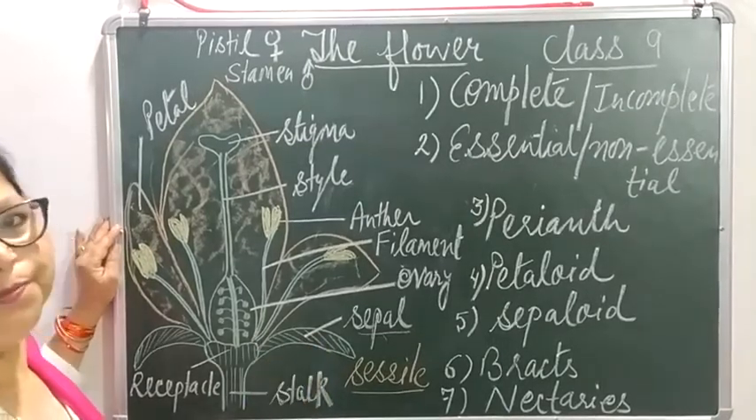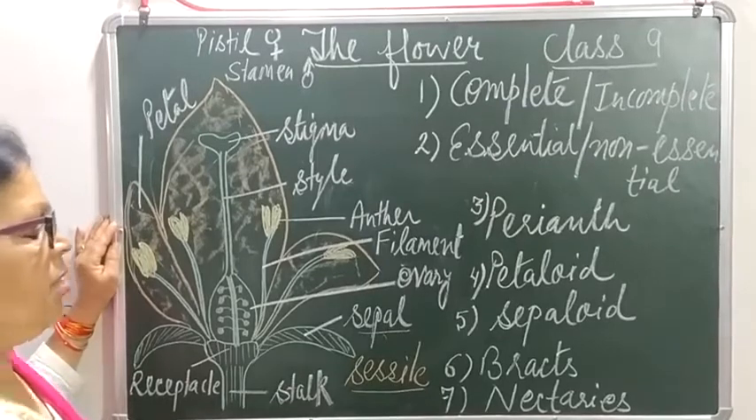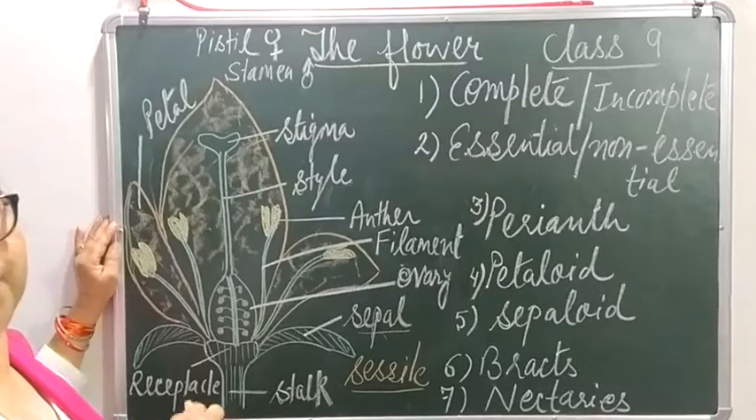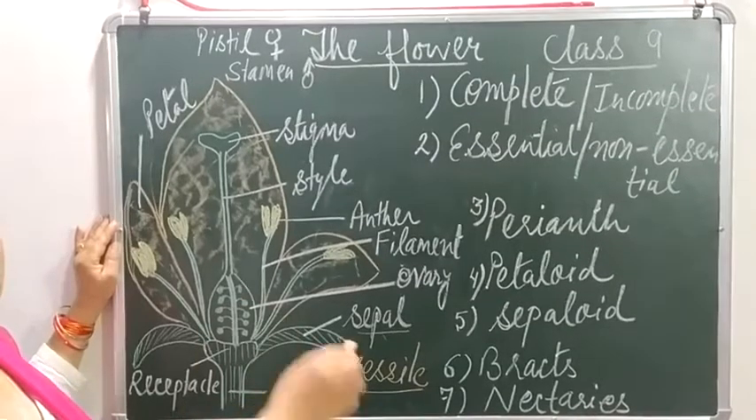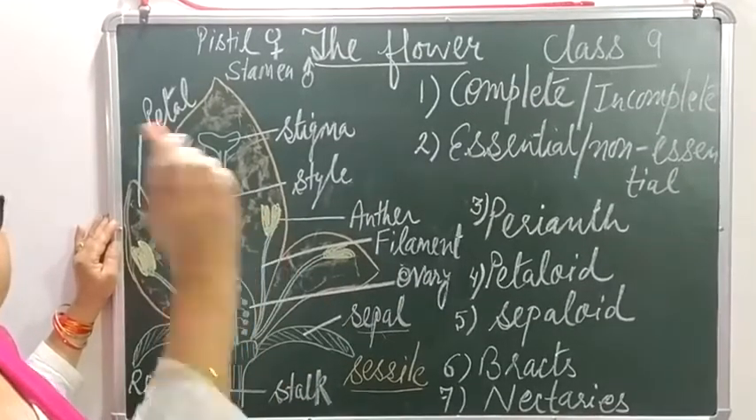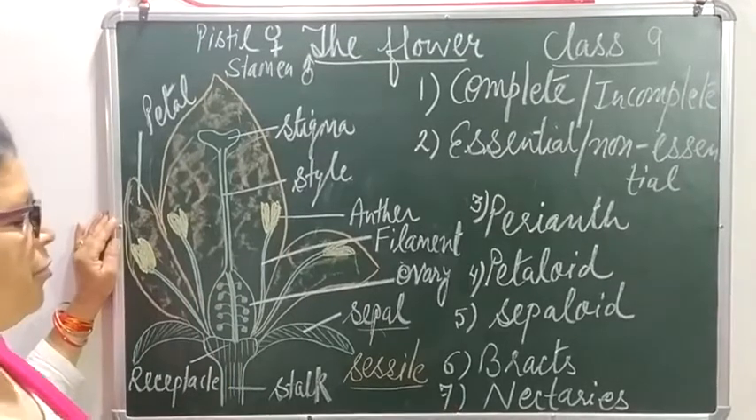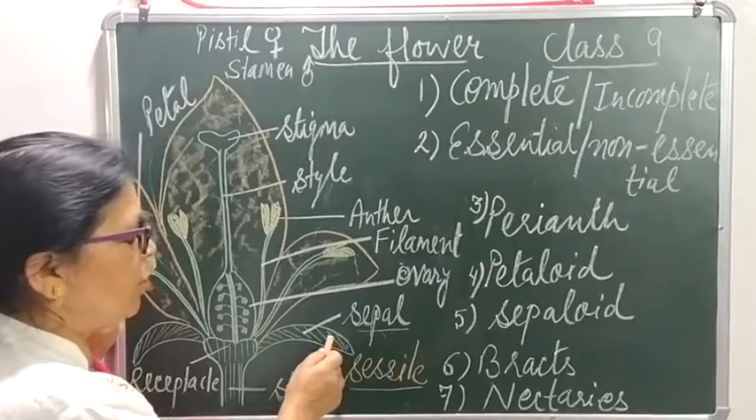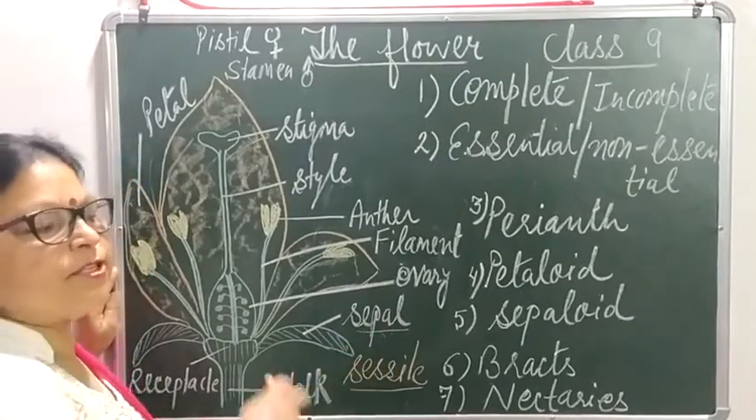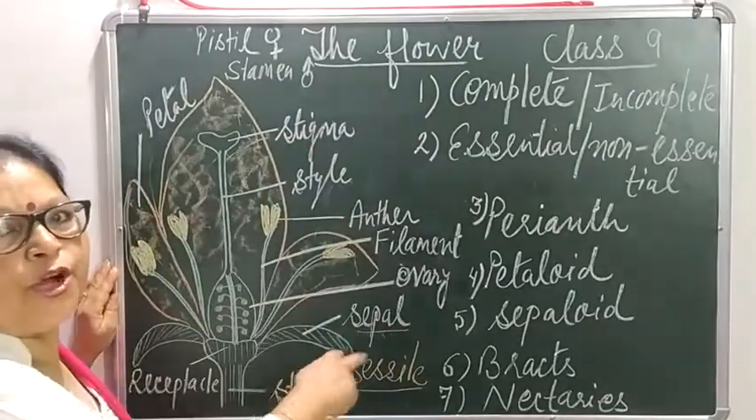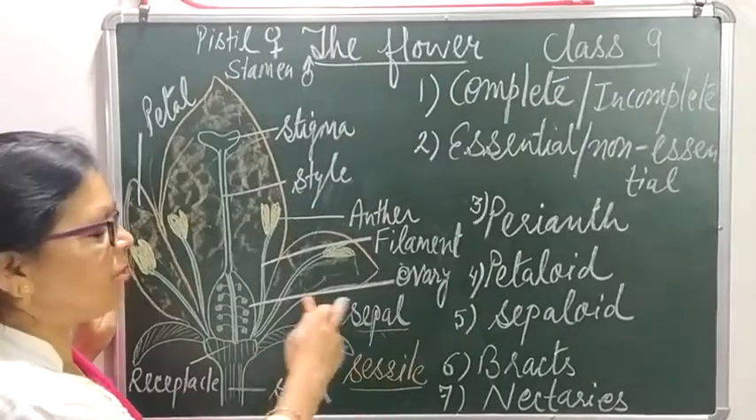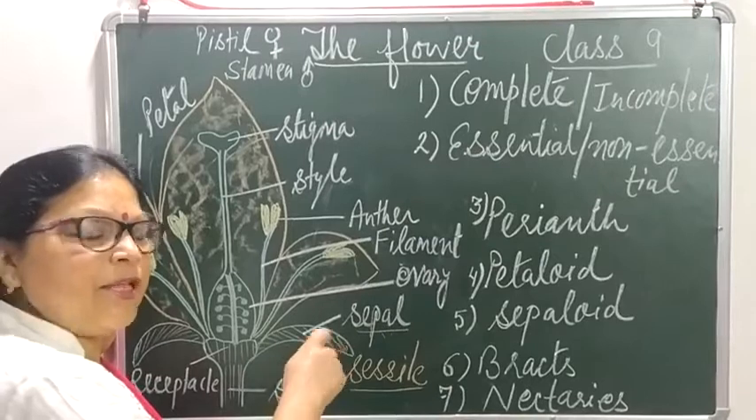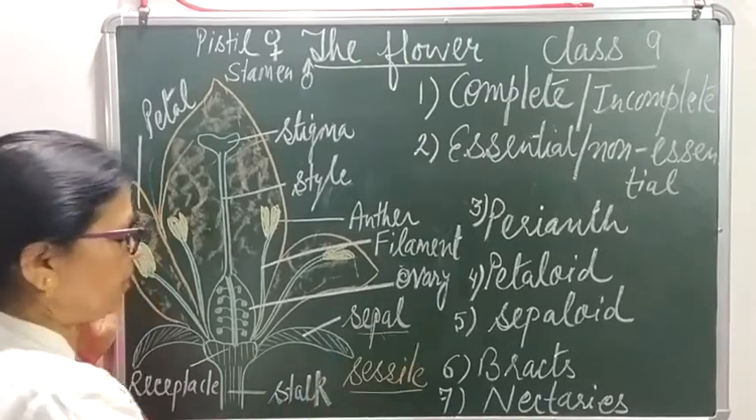The second function is that, since it is green in color, it also helps in photosynthesis. Now a flower may have 3 sepals, 4 sepals, or all the sepals may be fused together, which we will be discussing in a later part of the video. All the sepals collectively are known as the calyx. This is the first whorl of the flower. Whorl means ring. The first ring of the flower is called calyx. So calyx means a group of sepals.